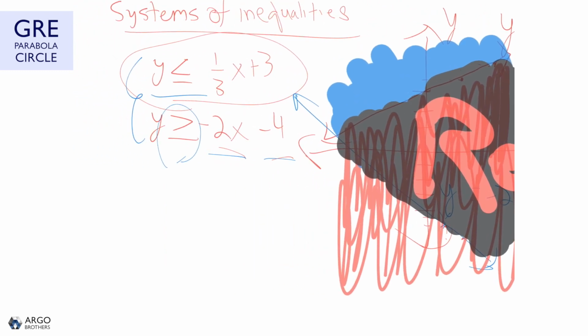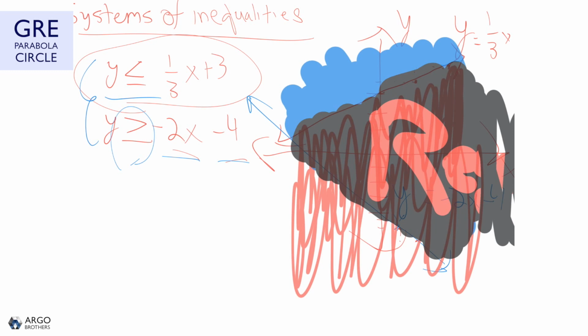So again, to review, graph out the inequalities as if they were just equal signs. And then once you do that, look at what it's saying. Is it less than or equal to? If it is, then you find y values that are less than, and you shade it in. And the same for greater than. And then to find the solution, you find where they intersect. And just keep an eye out. If it's greater than or equal to or less than or equal to, you draw solid lines.